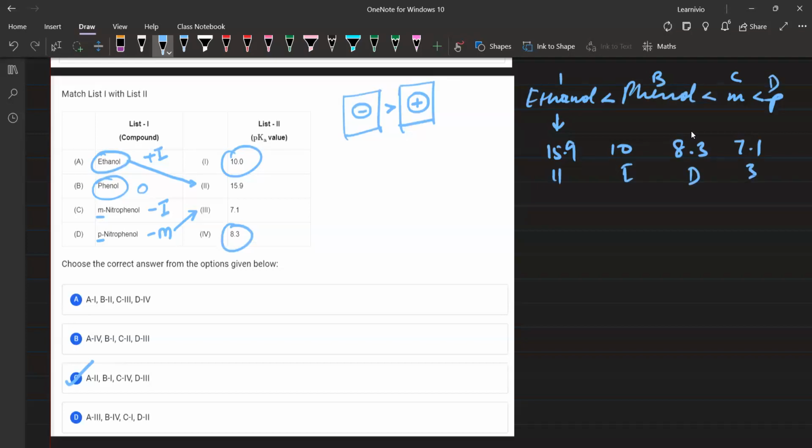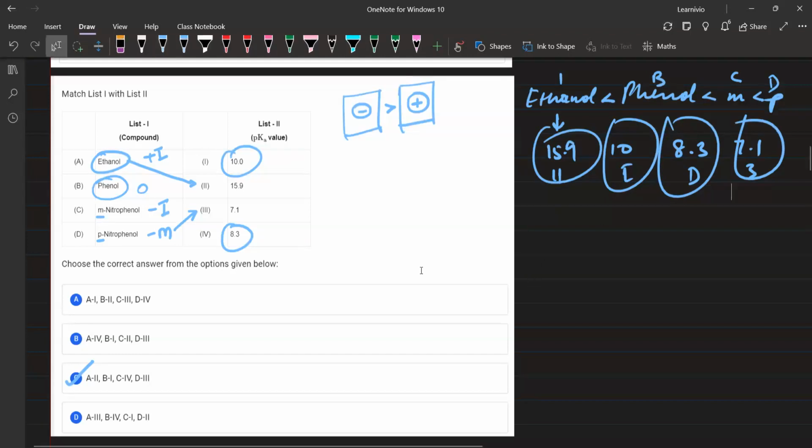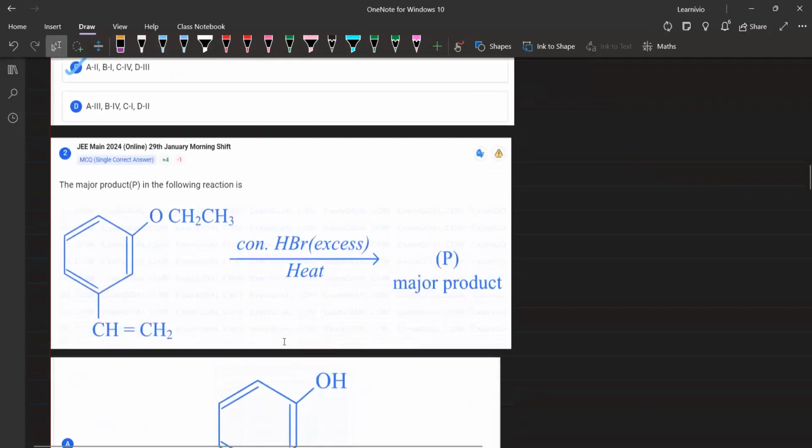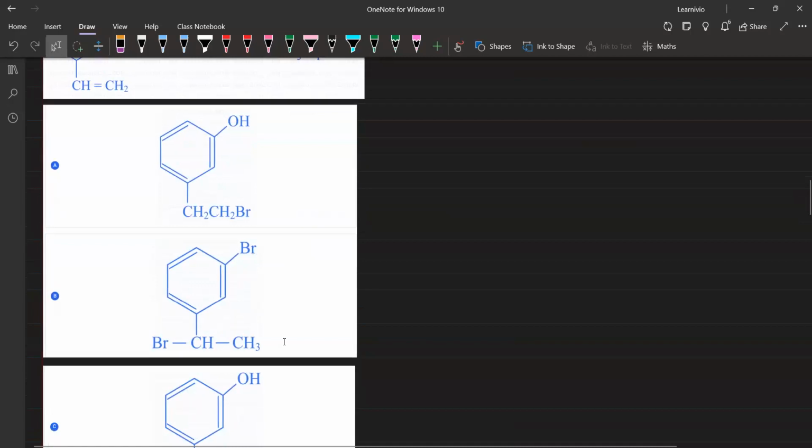Okay. So choosing the option is even easier if you know the first one; it will all be okay. I was just explaining how the pKa values are related to the different molecules. So moving on. Try this.